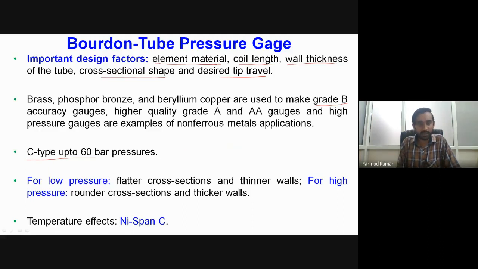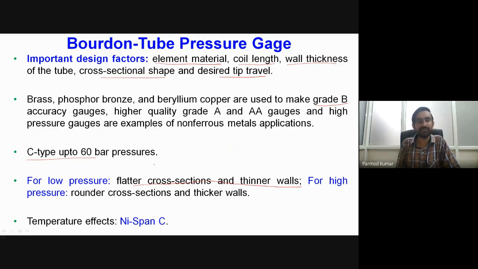And when we are using the gauges for low pressure applications, then flatter cross sections are preferred with thin walls. Why? Because if we have thin walls and a flatter cross section, there will be more deformation of the tube. So it means our device will be sensitive to smaller variations or smaller fluctuations in the pressure.